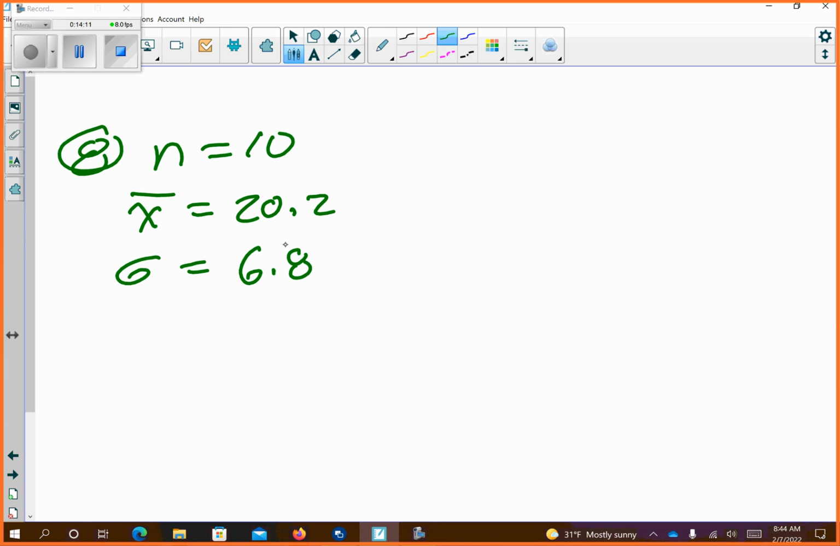Okay, that's one part. Why would I use a T table and not a Z table? Under 30. You're absolutely right. We're talking about 10 people here. We're trying to make a valid assumption off this. When I have a small sample, I want to use the T table instead.